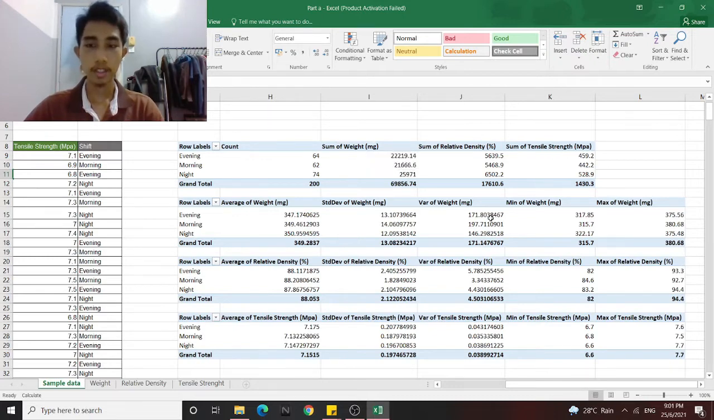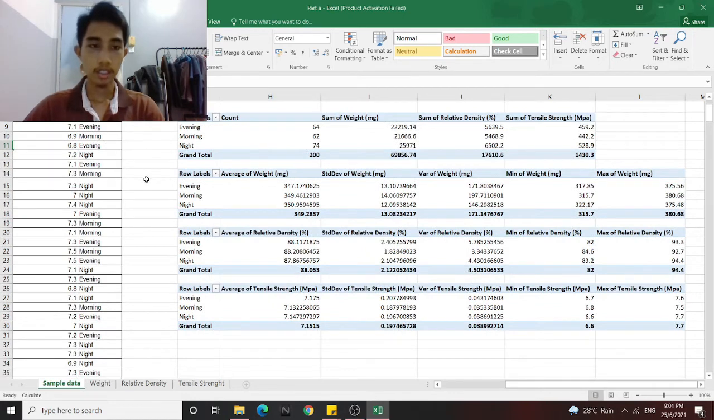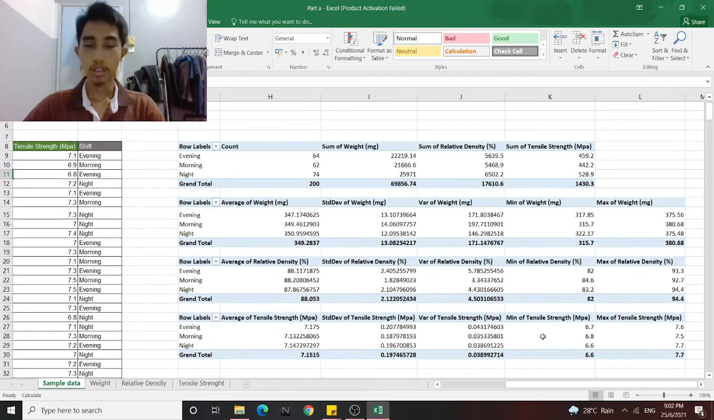tensile strength. The other 3 tables, I list down all the values for average, standard deviation, variance, mean and max. The first table is for the weight, the second is relative density, and the third table is for the tensile strength. All of the parameters here I collected from the table.